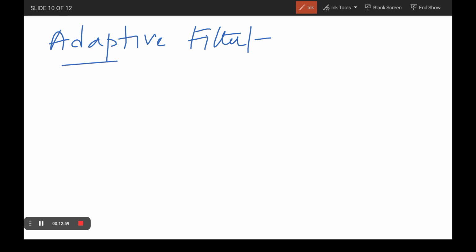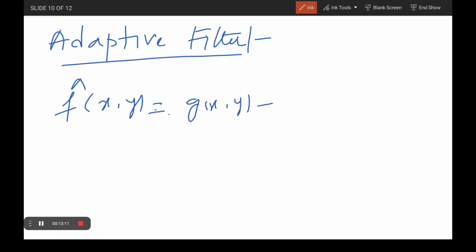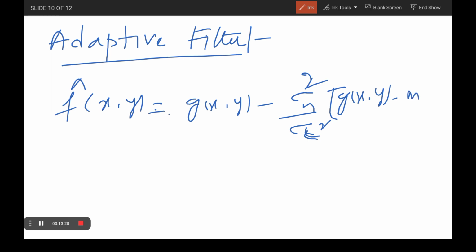Some techniques will be there to analyze the adaptive filters. In the case of adaptive filters, we have to take the statistical properties of the noise into account. So let us see the equation for the adaptive filter. The adaptive filter equation is f dash of x comma y is equal to g of x comma y minus sigma n square by sigma L square into g of x comma y minus mL.